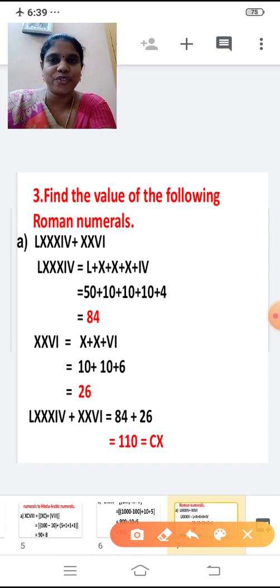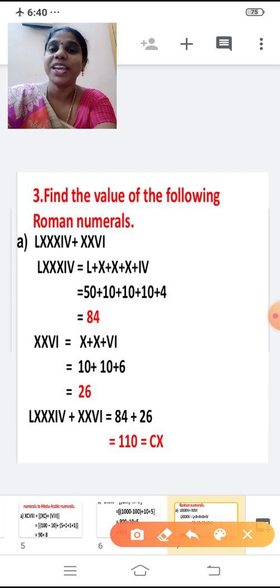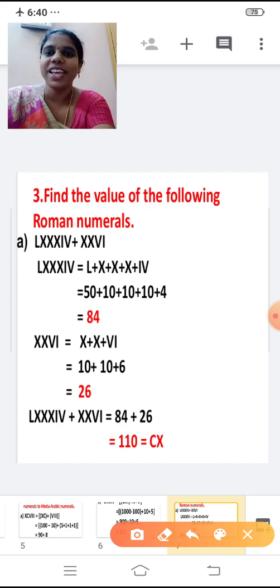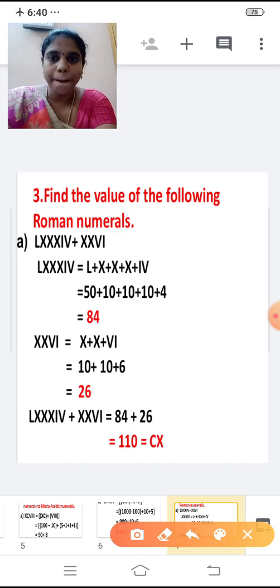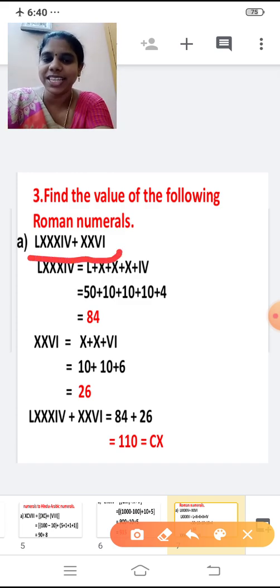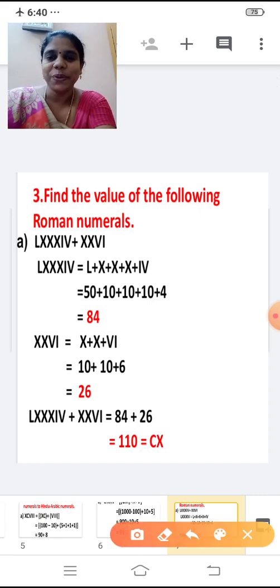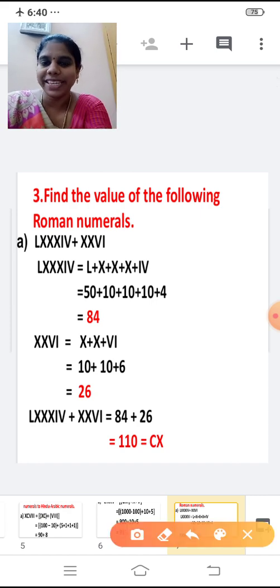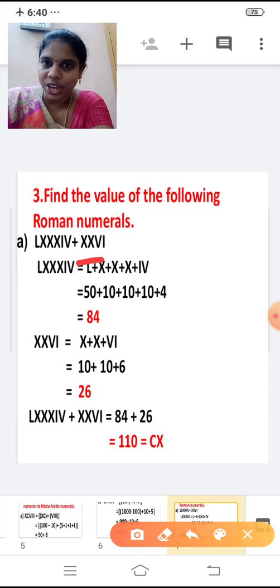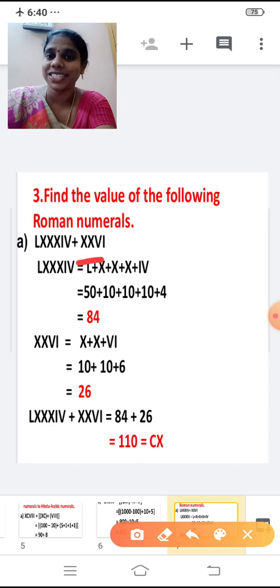Find the value of the following Roman numeral. Addition and subtraction of Roman numerals. Shall we see? So LXXXIV plus XXVI. First take the first Roman numeral, and change that into an Indo-Arabic number. Then take the second one, and change that into an Indo-Arabic number. After that you add the numbers. Then at last change that into a Roman numeral again. Shall we see now?